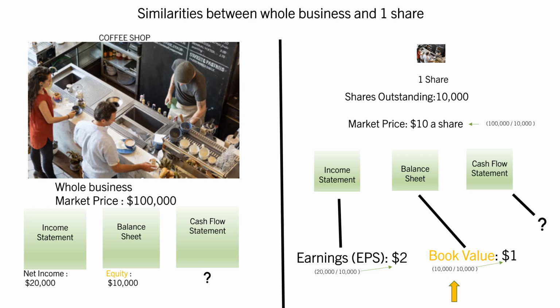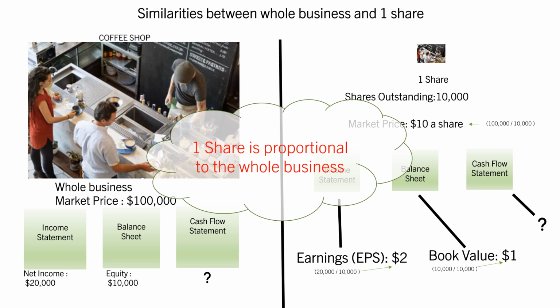But what you are going to find is it really does not matter if you are talking about the whole business or one share. It's all proportional because everything is being divided. Every single term on the left is being divided by shares outstanding, which is 10,000. So when we look at the book value for this one share, it's $1. So let's go to the next slide and see where this takes us.